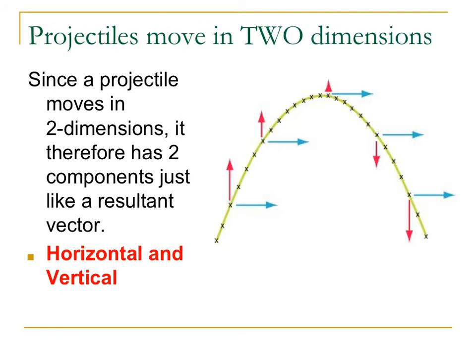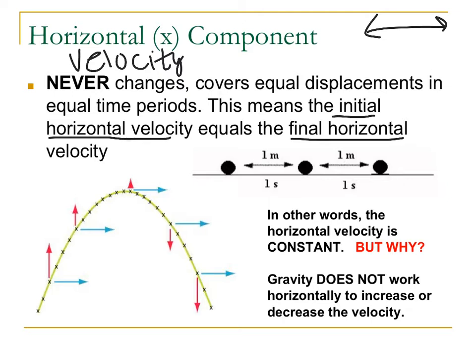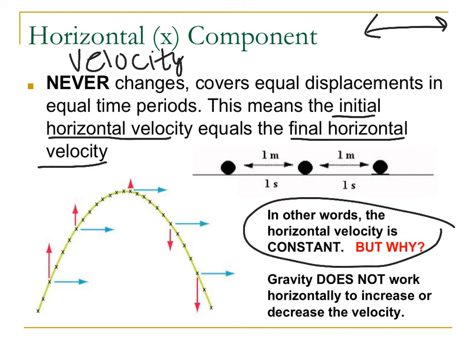So projectiles are moving in 2 directions. They are moving in the horizontal x and the y. We need to always have 2 components to our problem, one in the x and one in the y. So the horizontal x component, my velocity will never change. The initial horizontal velocity is going to equal the final horizontal velocity. But why is this happening? Gravity is not affecting the horizontal or increasing or decreasing it. So my VF will always equal my VI.